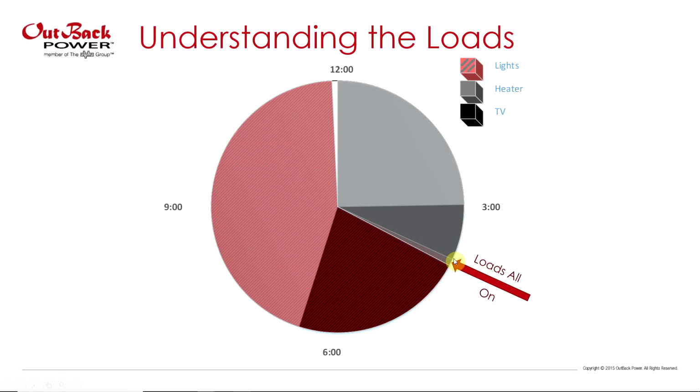These are when the loads are on. The heater's on at this time, the TV is on between 3 and 6:30, and then the lights are on between 4 and almost midnight.